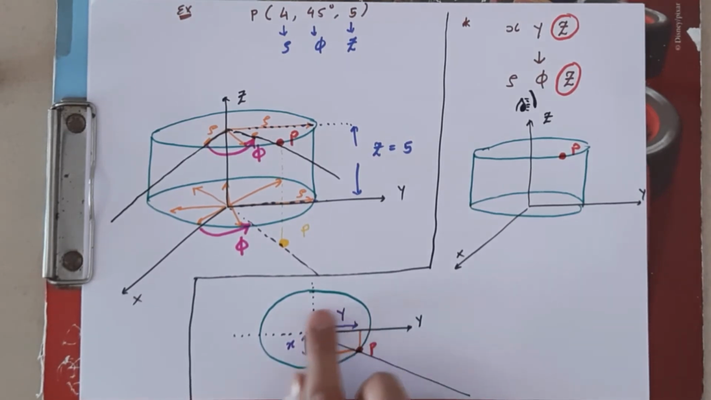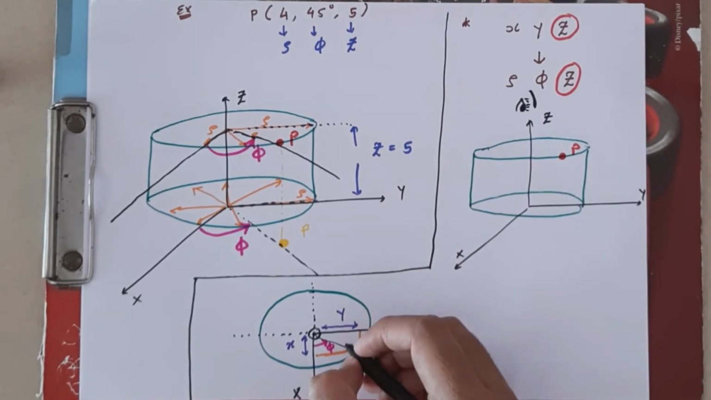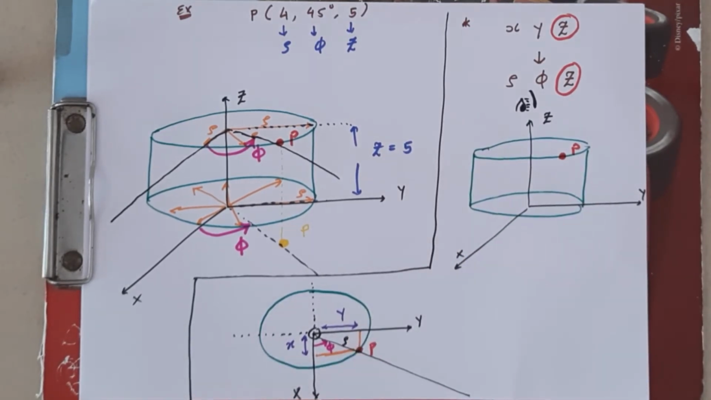Clear? So it's a clear-cut idea regarding the cylindrical coordinate system. Now the question is, what is the distance of point P with respect to this origin? It is nothing but the radius of the circle, and that is rho. So rho is the radius of the circle.